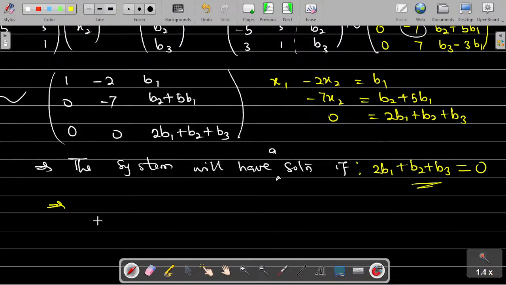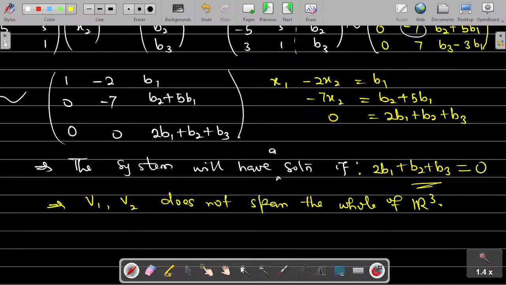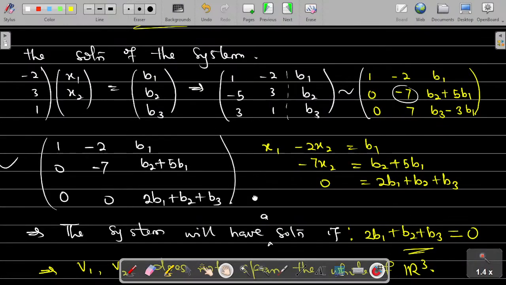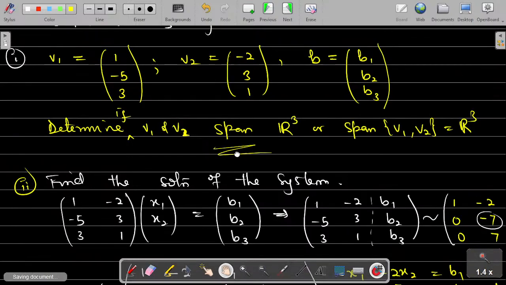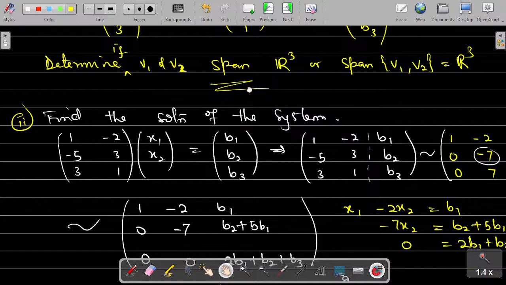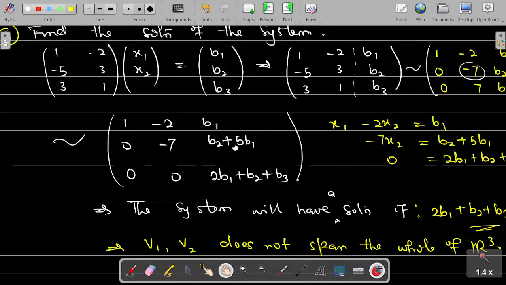And so you can define thus: this implies that v1 and v2 do not span the whole of R3, do not span the entire R3. Okay, so remember, that's what we wanted to achieve here when we were told to determine if this spans this. Okay, so that is another way of trying to check that there is a solution for the system.